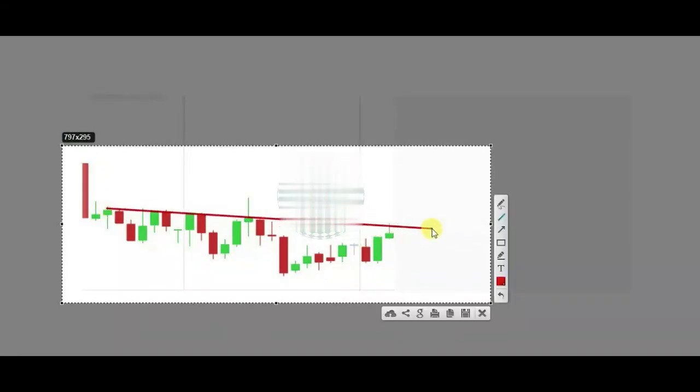Yeah, still there is a gap. So we will wait to fill this gap. And also another thing you need to remember, this is the trend it is making now. This is the small trend it is making now.